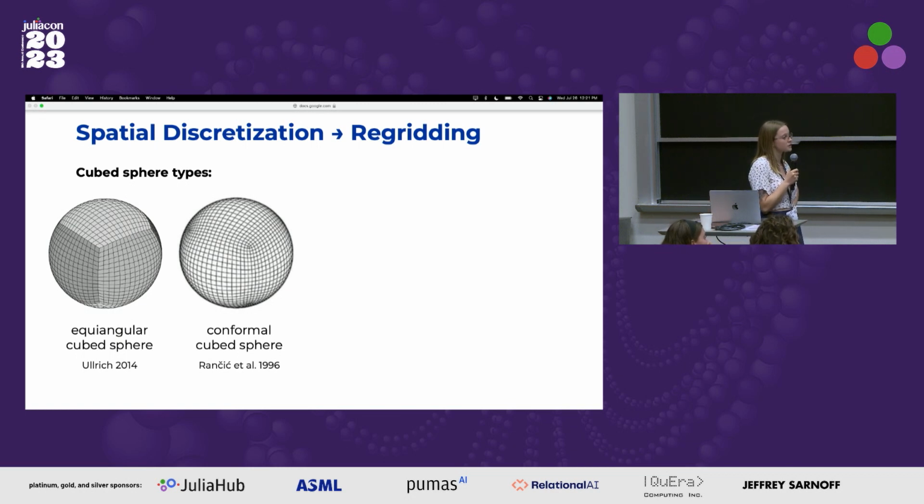And to be able to do computations on the sphere, we have to discretize it, typically into grids. Although, as was mentioned before, this could be any other type of discretization, including triangular grids, something like that. But right now we're using cubed spheres, so these are just a couple of different options. Each has their own pros and cons, but I won't get into the details of that right now.